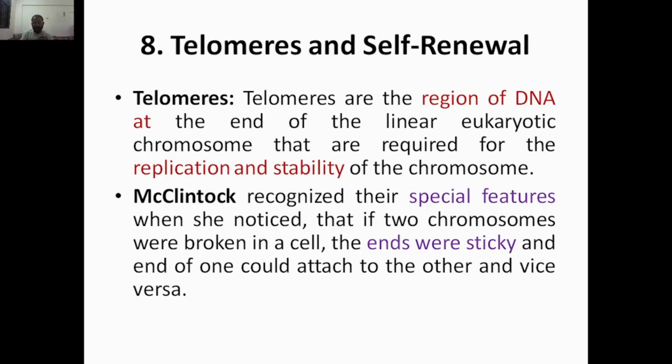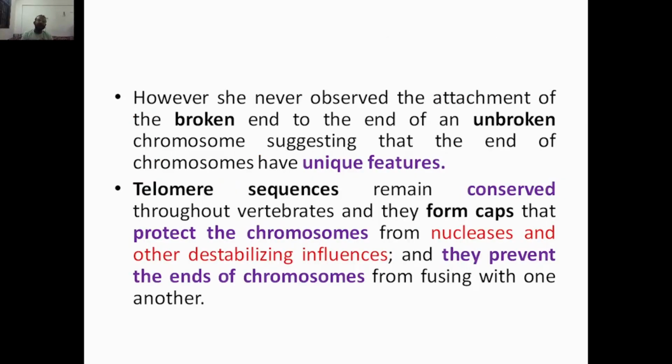Now, if the ends were broken, one end of one chromosome, that is chromosome A, can bind with the end of another chromosome, that is chromosome B. Since the ends are sticky when the chromosomes are broken, they will go and stick to another chromosome. So one end of the chromosome can combine with the end of another chromosome, or vice versa. However, she never observed the attachment of a broken end to the end of an unbroken chromosome, suggesting that the ends of the chromosome have unique features.